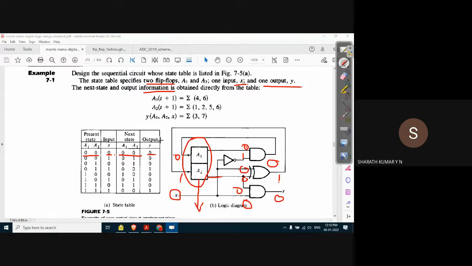Okay, fine. Now similarly, in the same way, with the 0 0 condition, if X input is 1, what will be the condition? Observe this. Okay, so let us analyze this also.